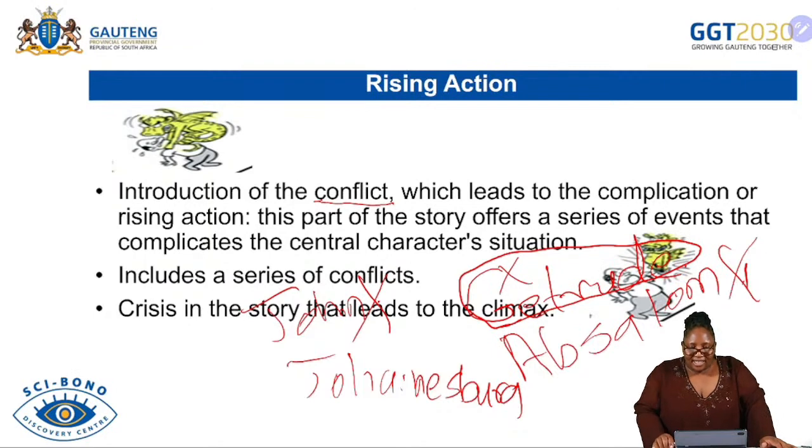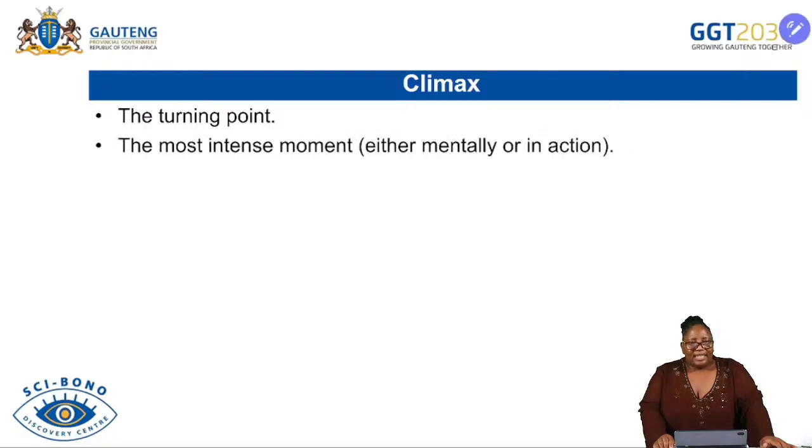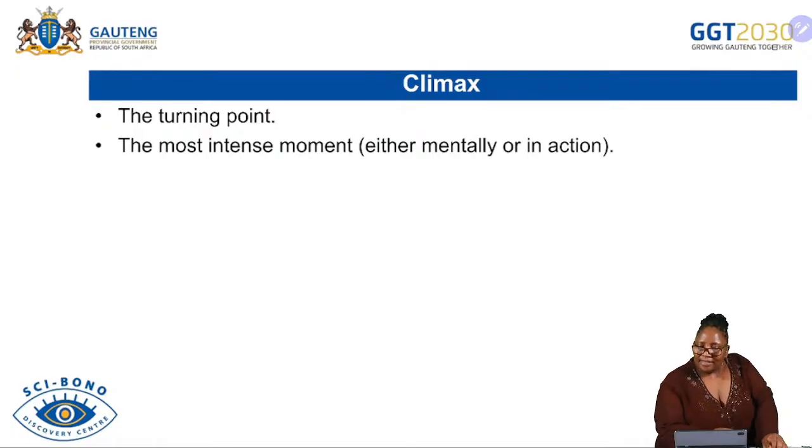So there's a crisis in the story. And the crisis will lead to a climax. What is a climax now? It's the turning point. Mr. Khumalo is now in Johannesburg. When he is in Johannesburg, what happens in Johannesburg? Things happen. There are intense moments, mentally or in action.